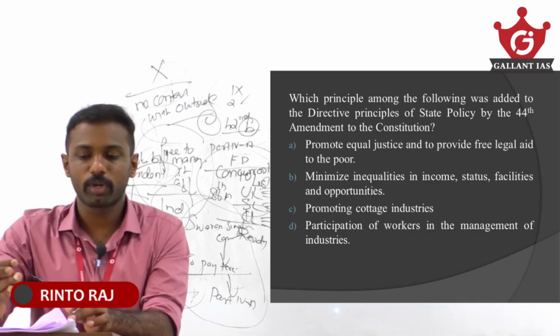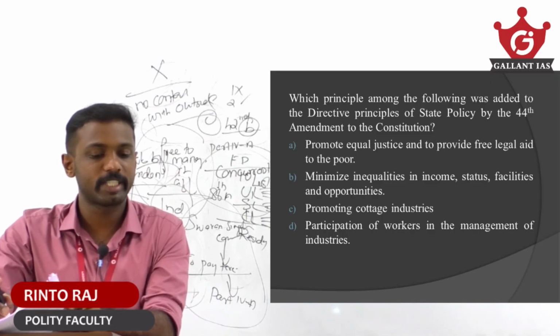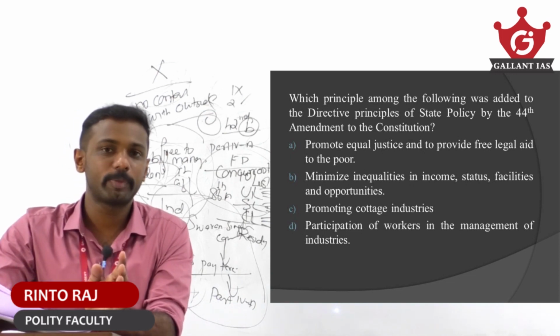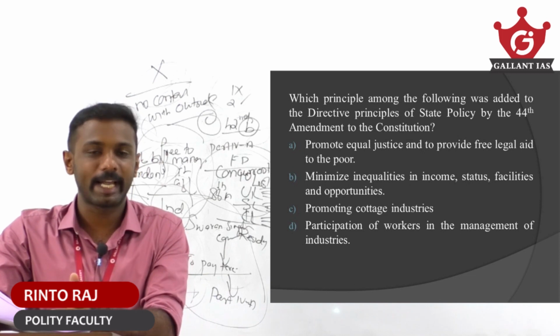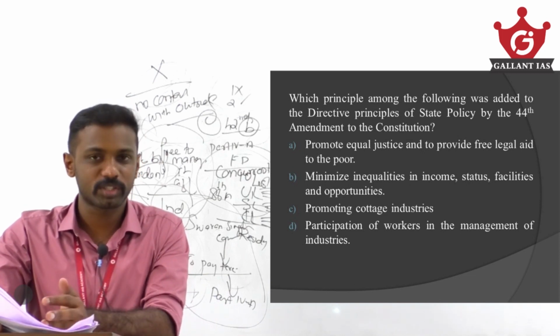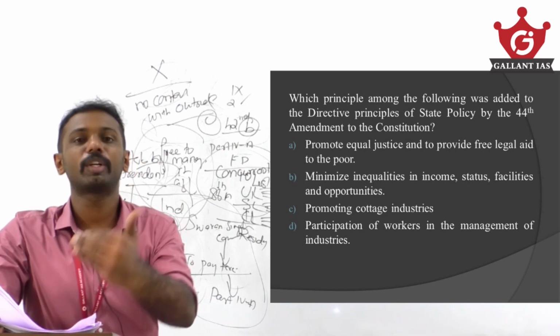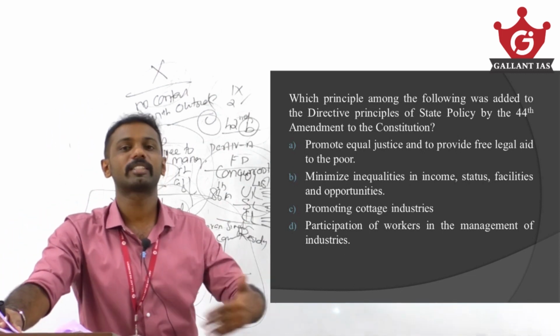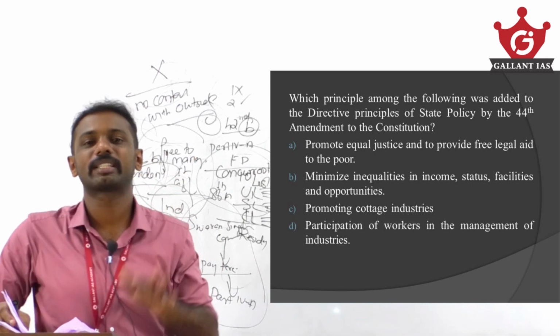Which principle among the following was added to the directive principle of state policy by the 44th Amendment to the Constitution? See, what is DPSP? A certain kind of guidelines, or philosophies, that the Constitution has given to the state and says that if the state makes a law or a policy, please try to follow these guidelines.